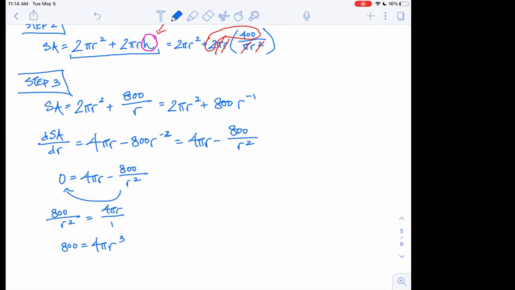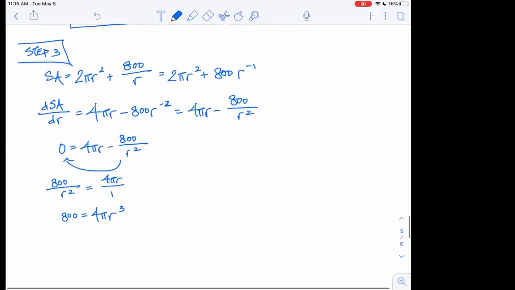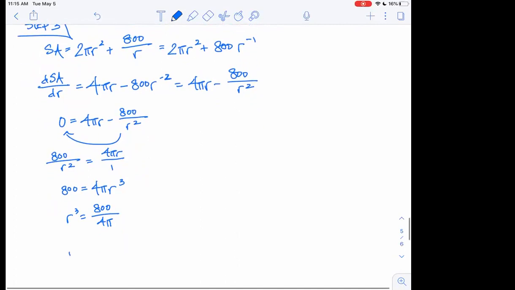Now, if you did the same thing where you multiplied everything by r squared, you would get to the same answer, all right? So maybe later on, take a look back at these two questions and see what your preference is and how you're going to minimize your own mistakes, okay? Now from here, r cubed is going to be 800 over 4 pi.